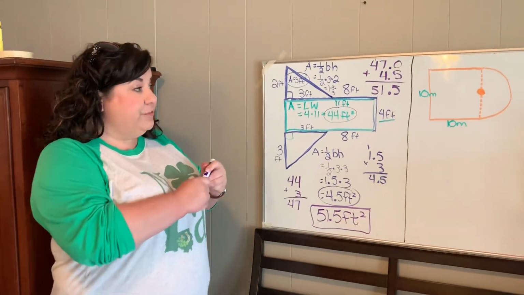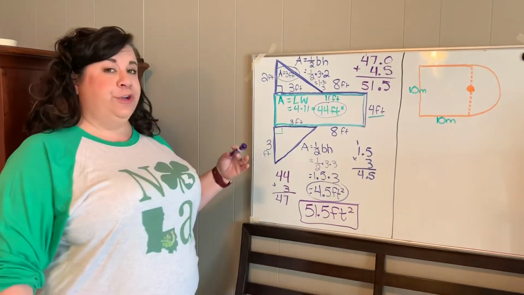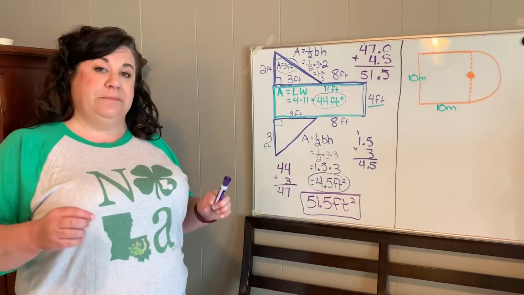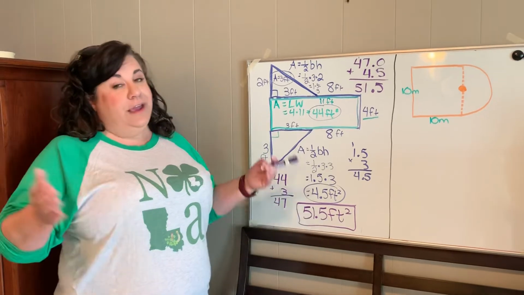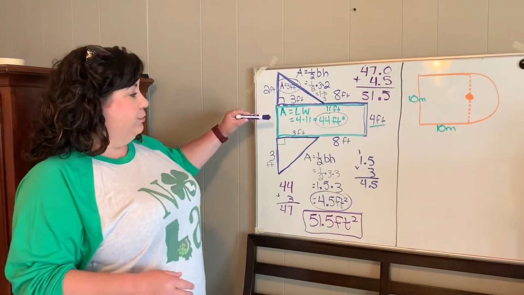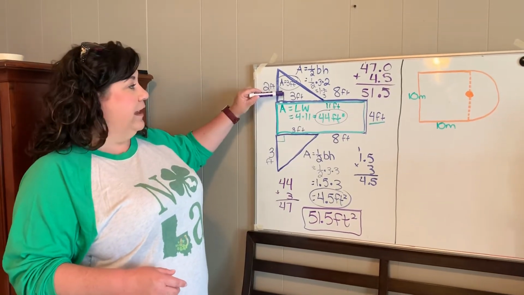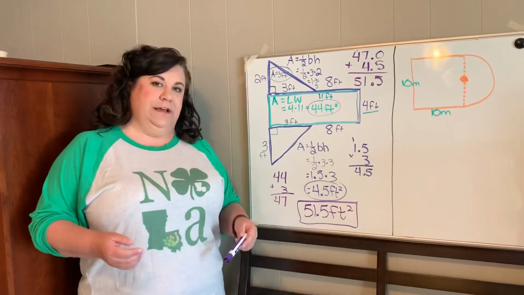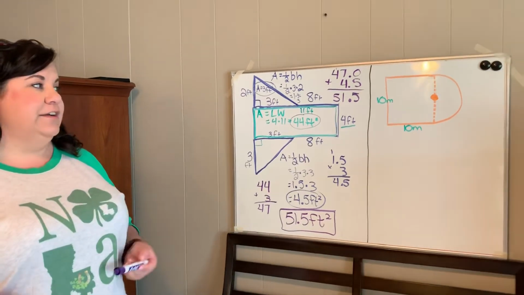So lots of different steps, but notice if you take it one step at a time, find all of your smaller shapes inside of your larger shape, and then put them all together in the end. So we found the area of the rectangle, the area of the triangle, another area of triangle, put them all together, voila. Okay, let's move on to the next one.